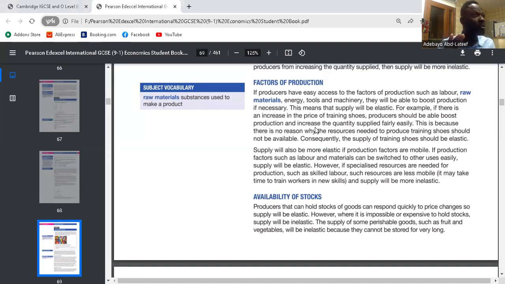So if we are able to produce more goods and services, it is price elastic. Do you get it? So accessibility to factors of production will bring about price elasticity. So that means the supply of the product will be price elastic. But if we don't have access to factors of production, then it will be inelastic. The price has changed, but we don't have access to factors of production that we need to produce further goods and services. Is it clear?